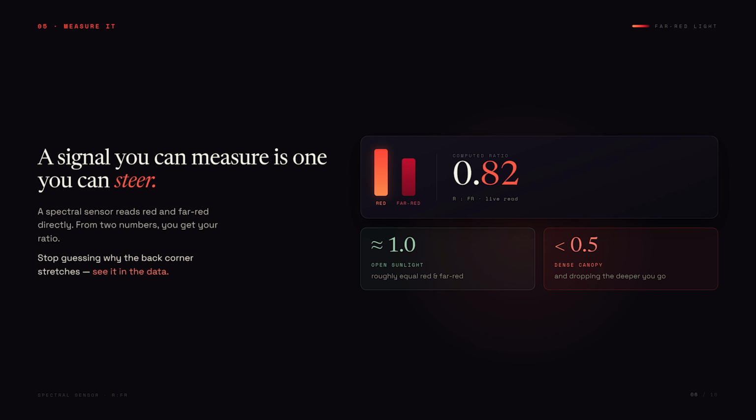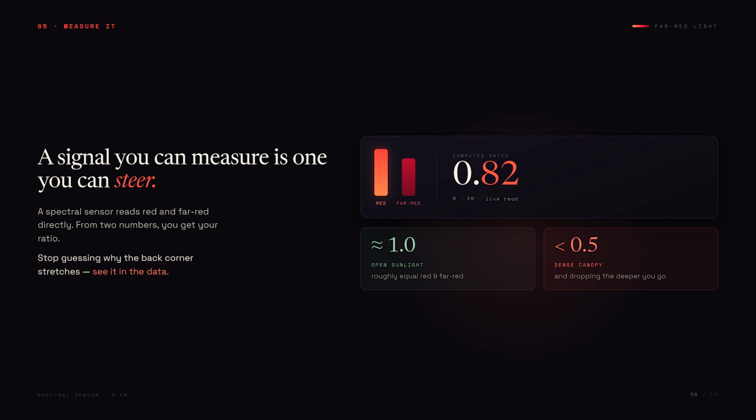Once you can put a number on it, the whole game changes. You're no longer guessing why a plant in the back corner is stretching while the one under the center of the light stays squat. You can see the signal in the data, and a signal you can measure is a signal you can steer. So the switch flips off.